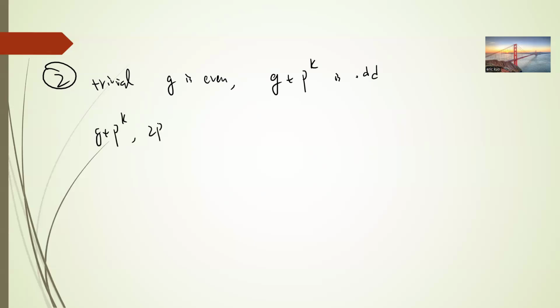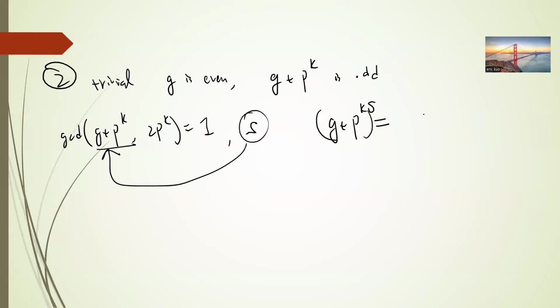The second one is almost trivial. If G is even, that means G plus P^K is odd. So we can consider S to be the order of G plus P^K, so that G plus P^K to the S should be 1 mod 2P^K.